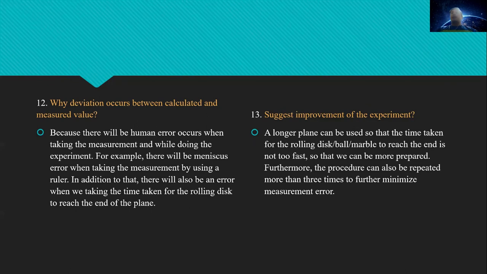Last question in the discussion part is any suggestion to improve the experiment. From our point of view, a longer plane can be used so that the time taken for the rolling disc, ball or marble to reach the end of the plane is not so fast, so that the timekeeper can be more prepared.